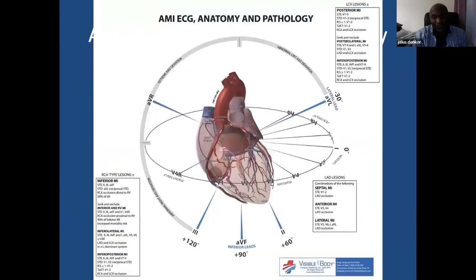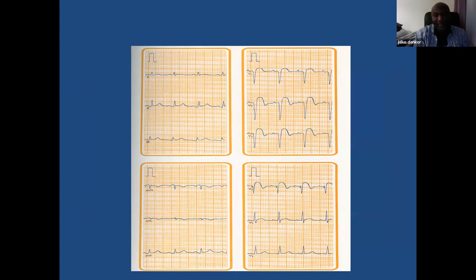So we went on to also look at some examples of it, 12-lead ECG, and what's this? Can anyone tell me? We went over this last time. I'm just wondering if anyone can remember what this is. What would you call this?